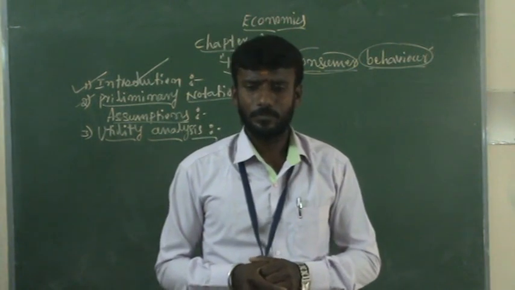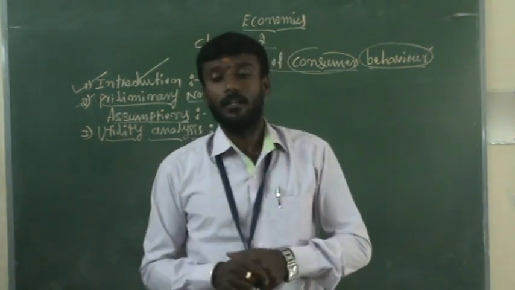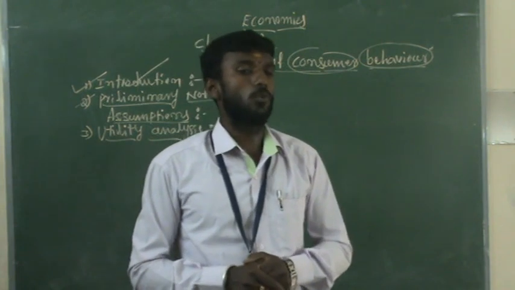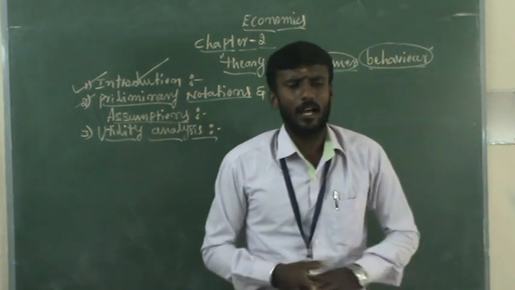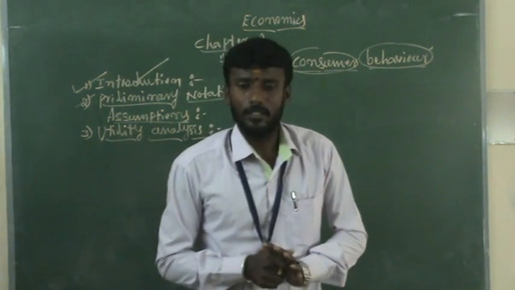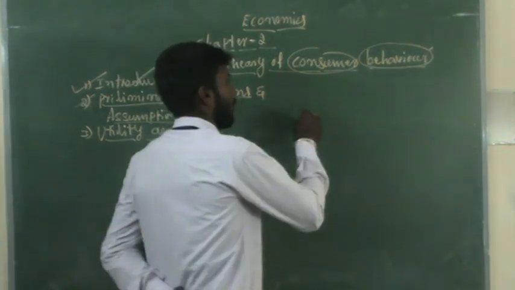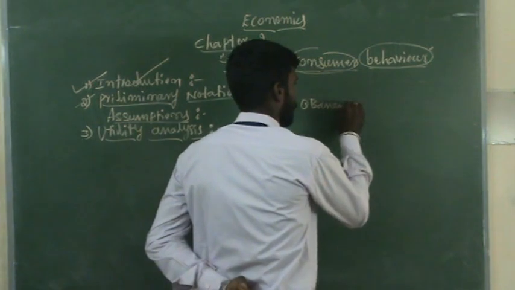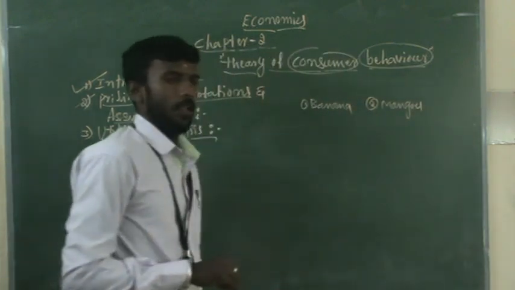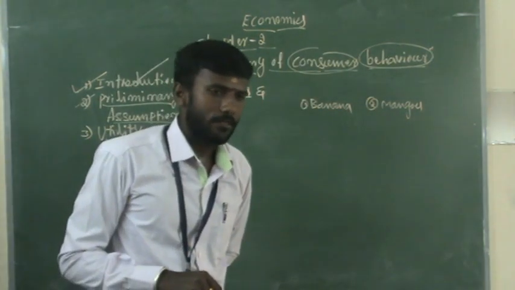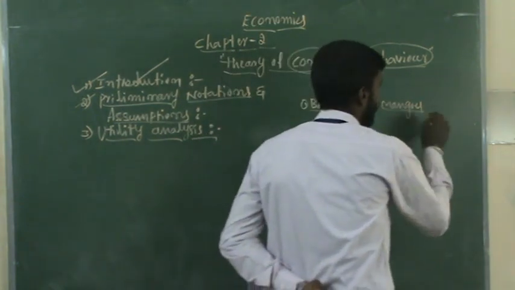So, let us assume that here there is availability of only two goods. If many goods were there, the choice problem would arise. Due to that, we are going to assume that there are only two goods or two commodities, such as the first one is banana and another one is mango.